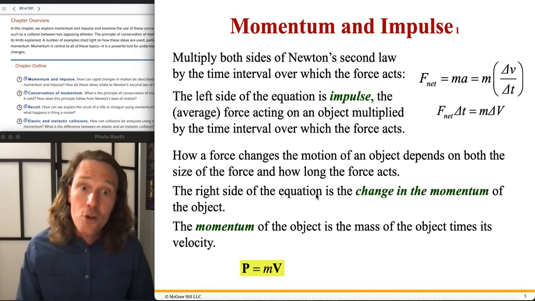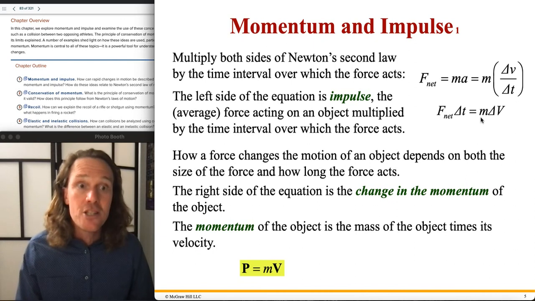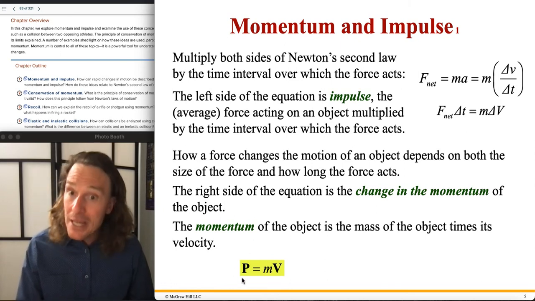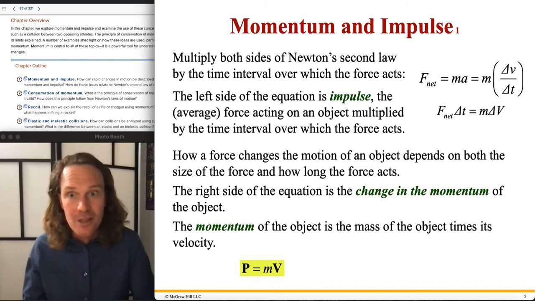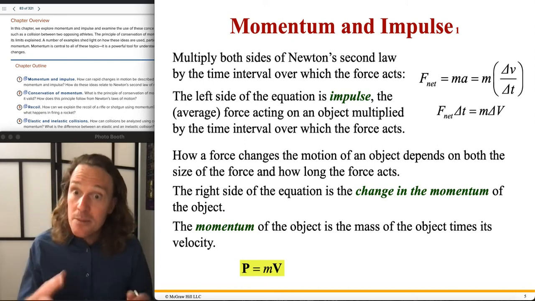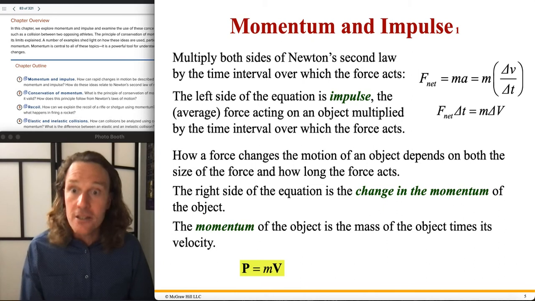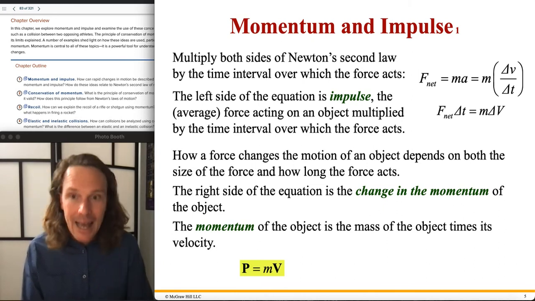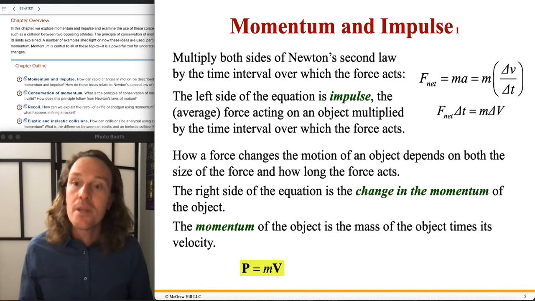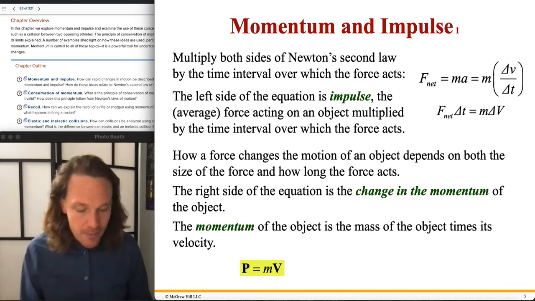So the right side of the equation, going back to the equation that I keep drawing your attention to, the part that is just m times delta v, that is, by definition, change in the momentum. Because momentum, which has its own letter, uppercase P, I know it doesn't match the first letter of the word, but uppercase P is momentum, is defined as mass times velocity. Every object that's in motion has a momentum. That's what momentum is. It's just the product of mass and velocity.